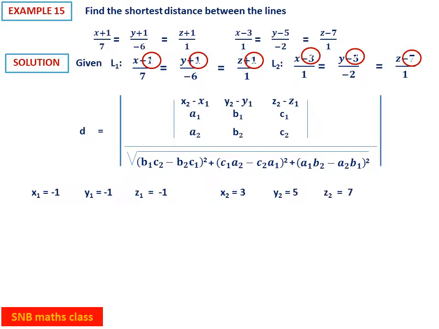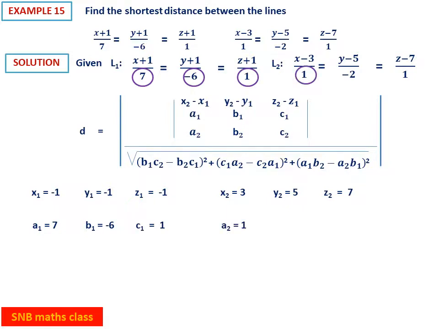This is the first thing you have to observe. Then you have to identify a1, b1, c1 and a2, b2, c2. If that is done, the problem is solved. So what is a1 now? You can see it is 7. Then b1 is minus 6, and c1 is 1.